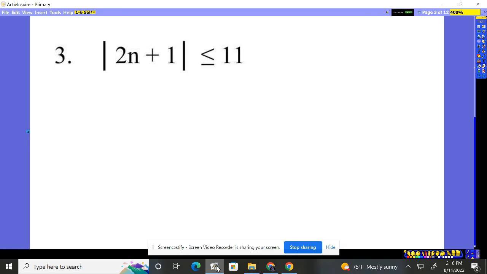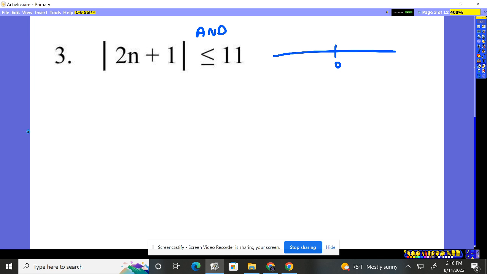Number 3, the absolute value of 2n plus 1 less than 11. So we know this is an AND situation. And again, if I think about it, less than 11, I need the answer to be less than 11. I need it to be within 11 feet of the 0. So I need it inside that 0 area.